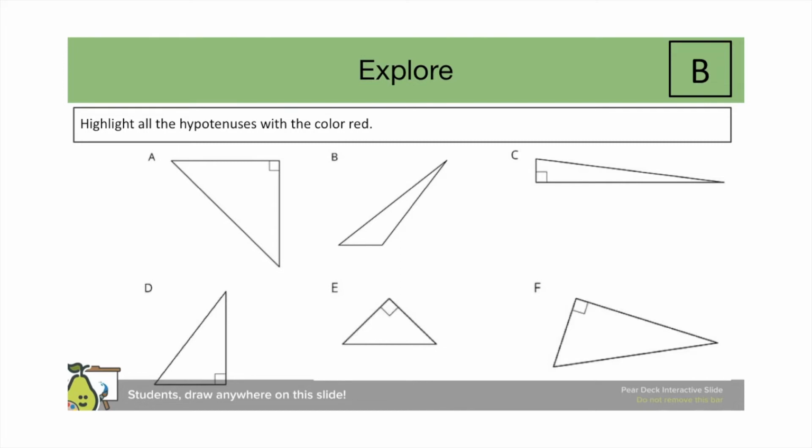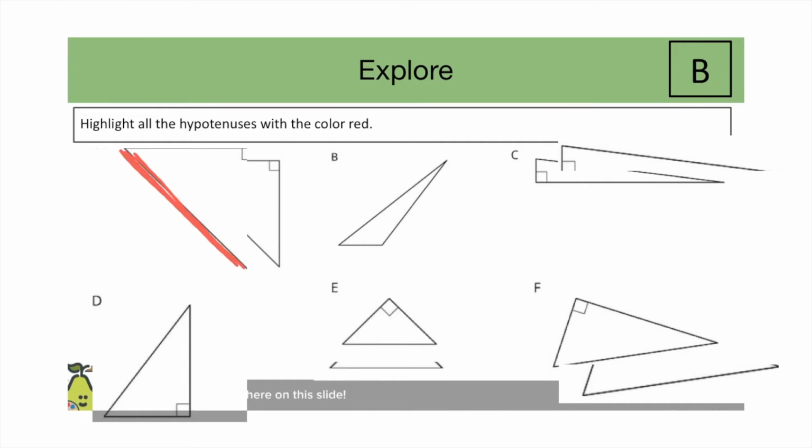Additionally, you can divide this portion of the Explore into an I do, we do, you do. So triangle A would be the I do, triangle B would be the we do, triangle C, D, E, F would be the you do. So for triangle A, this is where the hypotenuse is. Triangle B does not have a hypotenuse because it's not a right triangle. Triangle C is located here. Triangle D is located here. Triangle E is located here. And triangle F is located here.